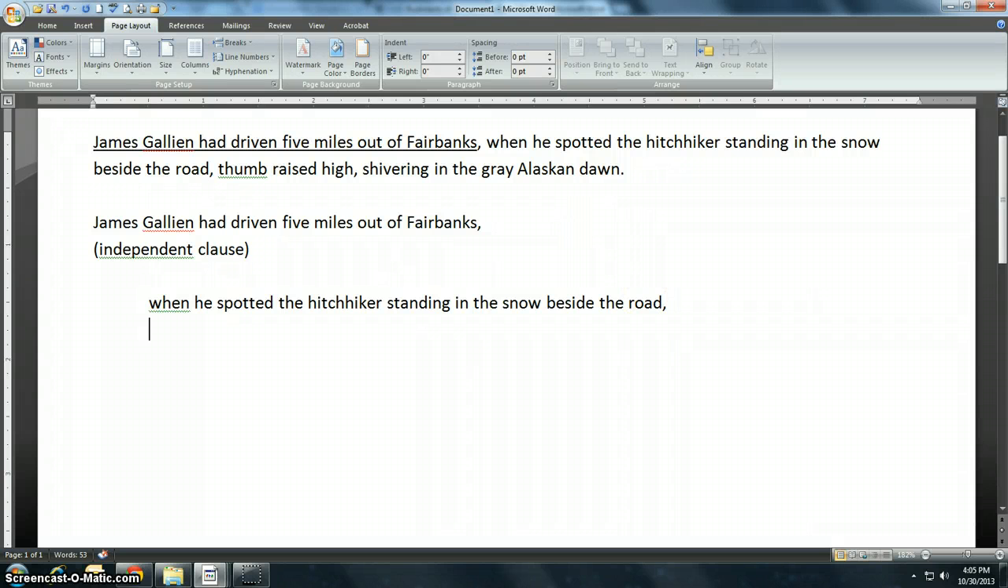So now I'm just going to label it. When he spotted the hitchhiker, I've already decided there's a subject-verb pair: he spotted. When is a when word, so this is an adverb clause. Modifying when James Gallion had driven. There you go. All right. Do a couple more spaces for my next part.